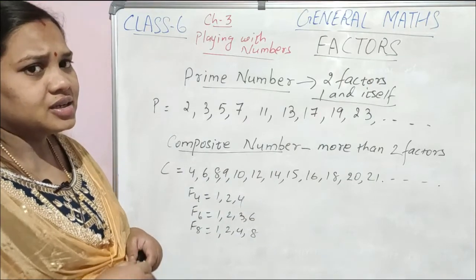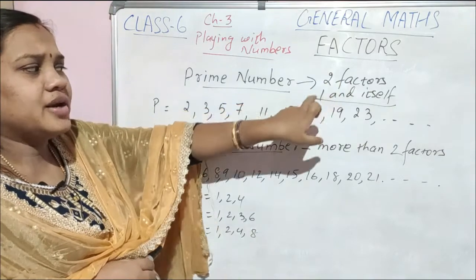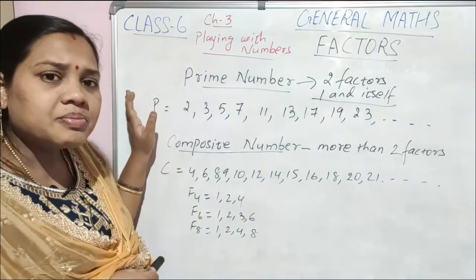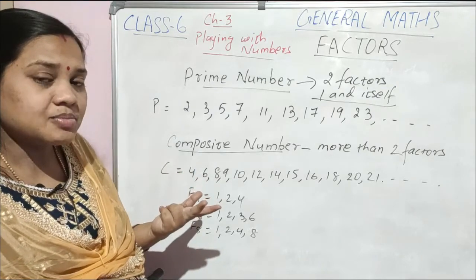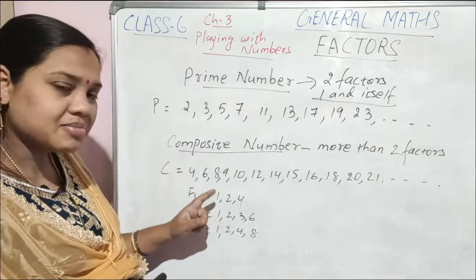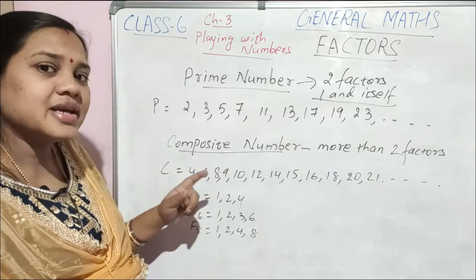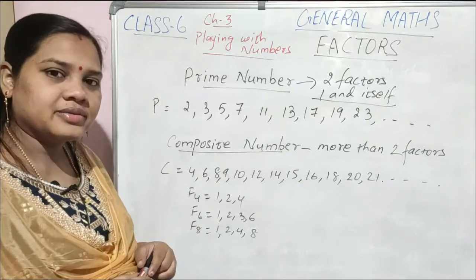Understood children? Very clear? A number with only 2 factors, 1 and itself, is called a prime number. A number with more than 2 factors, meaning a minimum of 3 factors, is a composite number. Clear children?